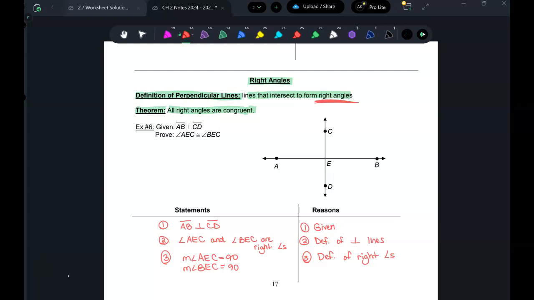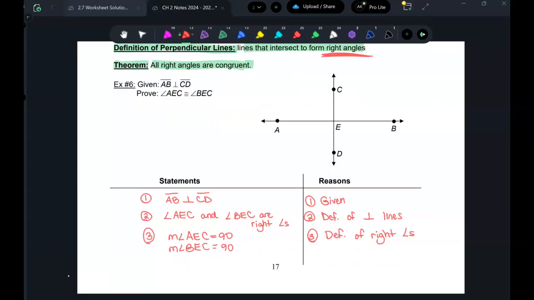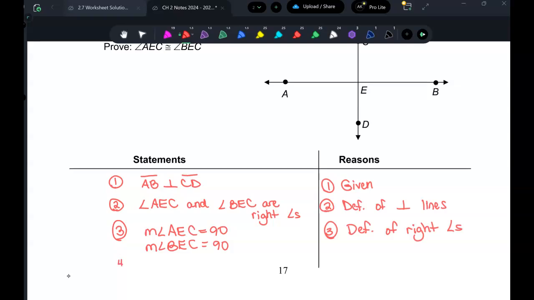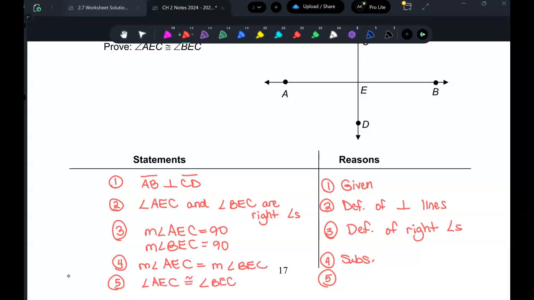Definition of right angles. Now that they're both equal to 90, by substitution, I can say the measure of angle AEC equals the measure of angle BEC. And last, I'm just going to translate that into congruent. So it's going to be angle AEC congruent to angle BEC, by definition of congruent angles.